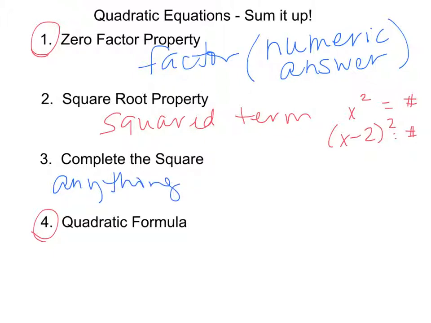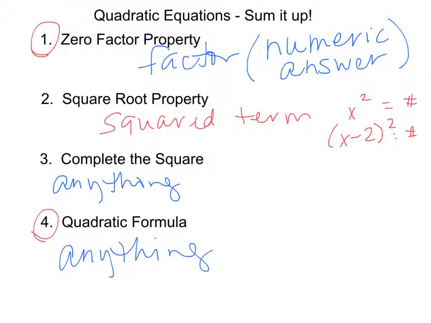Completing the square, that can go for anything. You can work it out to come up with an answer that's a numeric answer. You can work it out and come up with a radical answer. It doesn't matter. Any problem that's a quadratic can be solved by completing the square. However, if you notice number 4 here with the quadratic formula can also be solved with anyone out there. And typically quadratic formula is the chosen method.